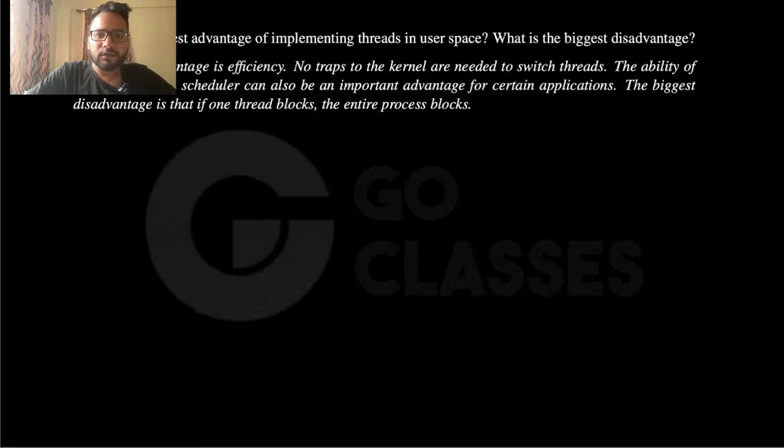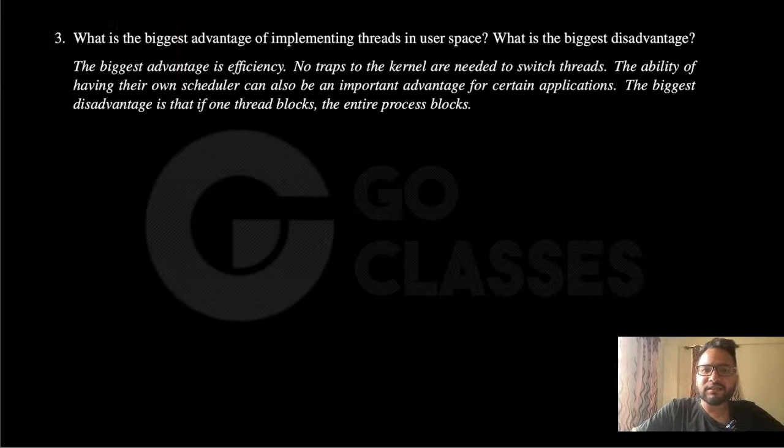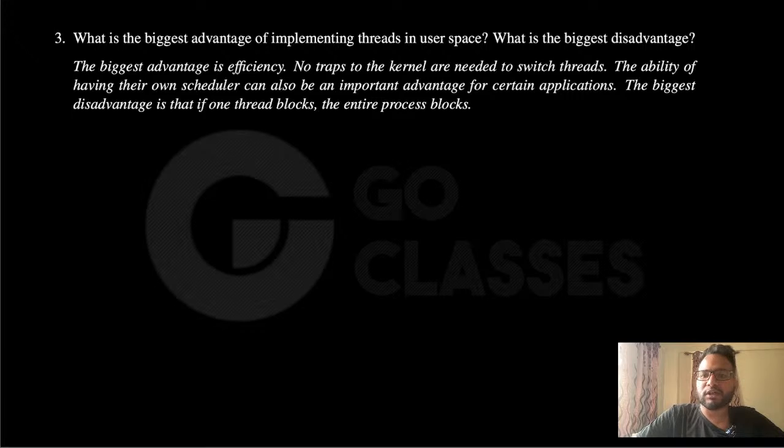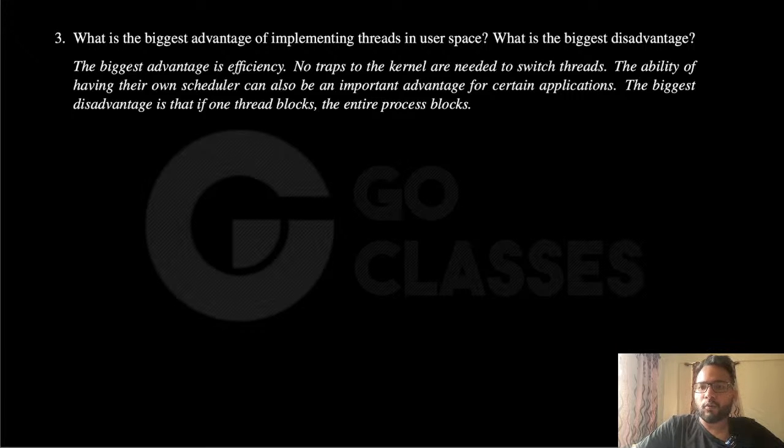Now let's move further. Let's solve this question. What is the biggest advantage of implementing threads in the user space, and what is the disadvantage? I think the answer is the same. The biggest advantage is efficiency, and no traps to the kernel are needed to switch the threads.